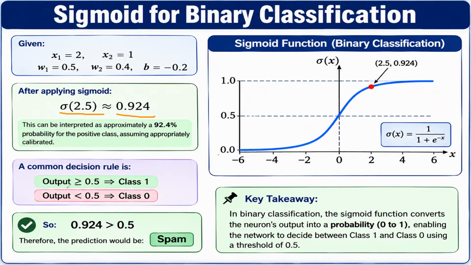If the output is less than 0.5, the class is 0, which means the email is not spam. Here the value is 0.924, so it is greater than 0.5. That's why the conclusion is that the email is spam. So this is how it is used for probabilistic output, and it is used for binary classification.